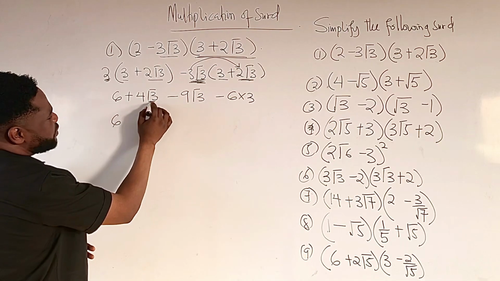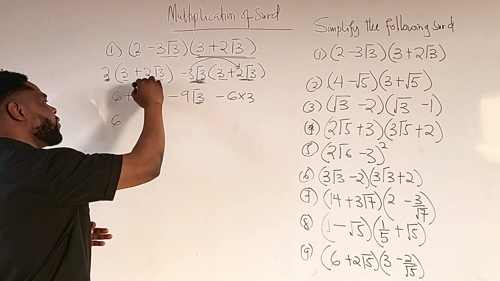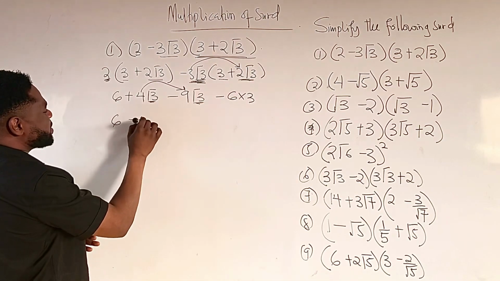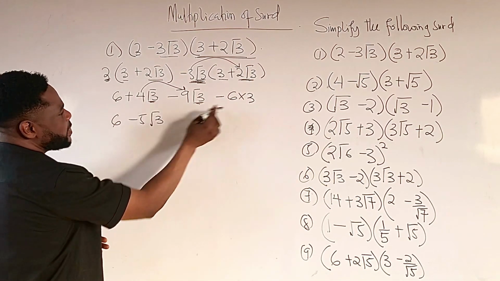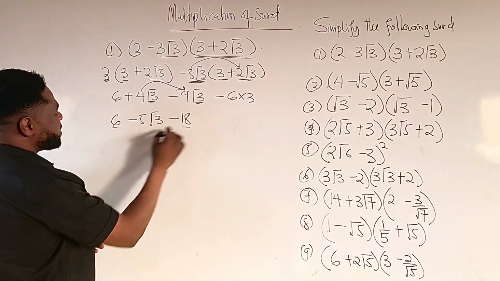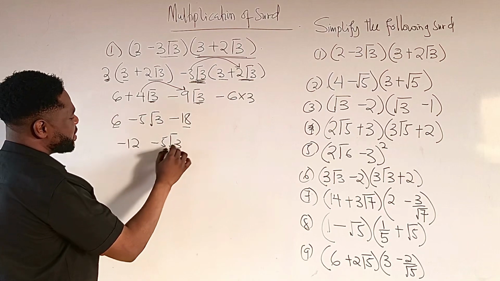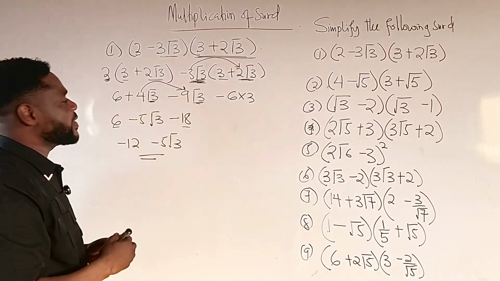Now, since we have root 3 here and root 3 here, we can subtract. Therefore, 4 minus 9 will give us negative 5 root 3. We have this, which will give us minus 18. 6 minus 18 will give us negative 12 minus 5 root 3. So this is how we can simplify this question.